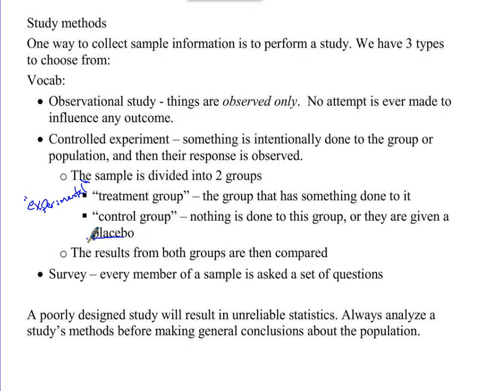The last study type is a survey. Every member of a sample is asked a set of questions, and then from there you basically compile your data, and then you look at the results. A poorly designed study will result in unreliable statistics. So even a survey question, if the question is worded poorly, your results may not be reliable. Always analyze the study's methods before making general conclusions about a population. If the study had faulty methods, then the conclusions that you make will be all wrong, potentially.